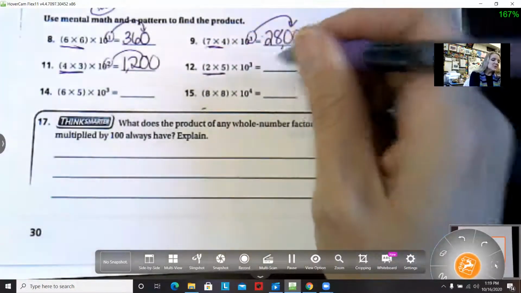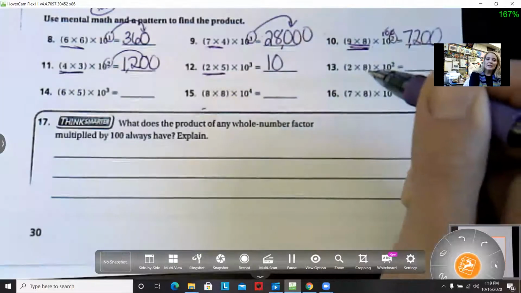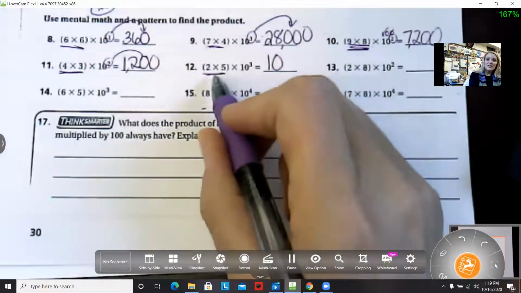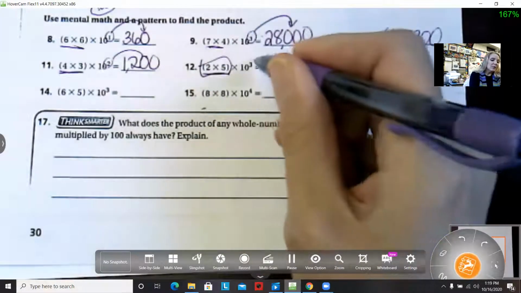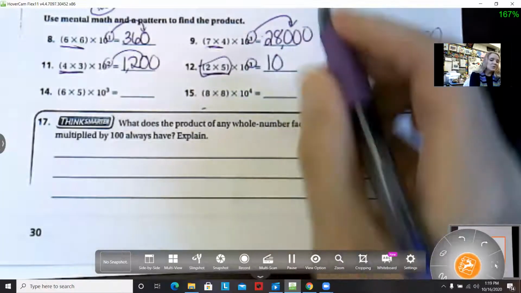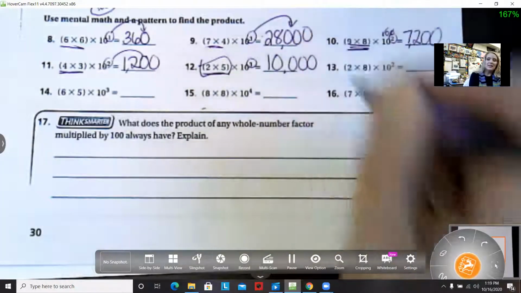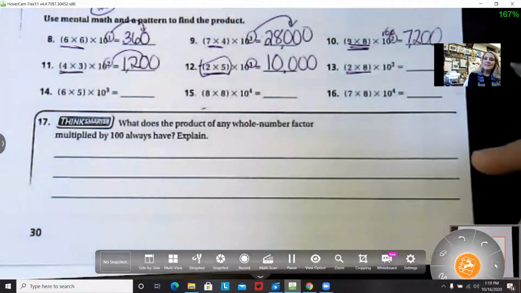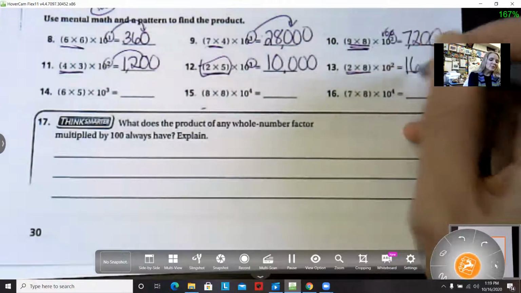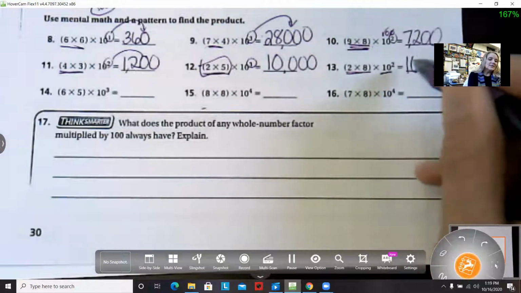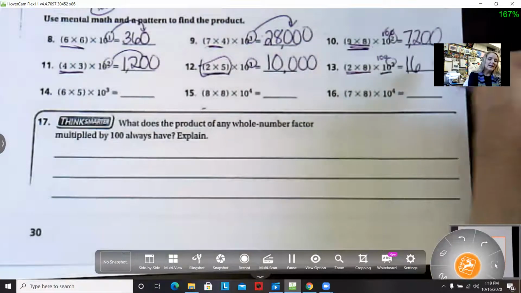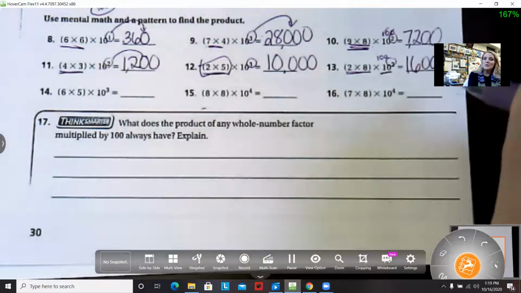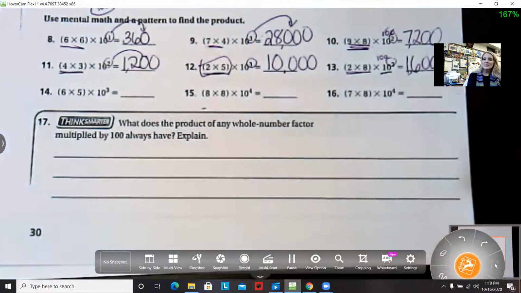Number 12 is 2 times 5, which is 10. And although there's a 0 there, that just means that 2 times 5 equals 10. We still have to add those 3 zeros to the end to make it 10,000. Number 13, 2 times 8, of course, is 16 times 10 to the second power. That means I'm multiplying it by 100. We add 2 zeros, so 1,600.